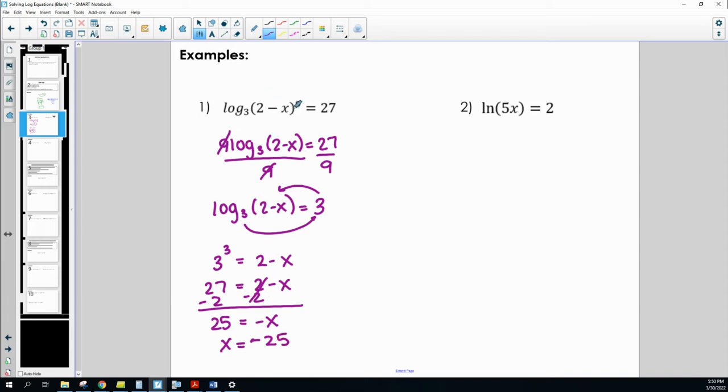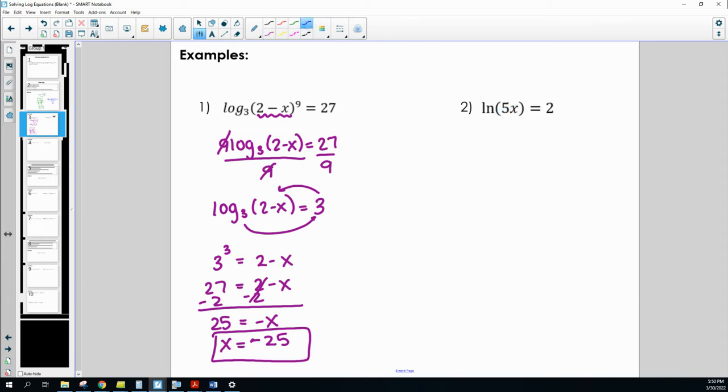Now I'm going to check it against the argument, looking at the original equation. I'm only going to look right here at the 2 minus x. If I plug in negative 25, I get 2 minus a negative 25, which is really 2 plus 25. So that ends up being positive, and that is a good answer.